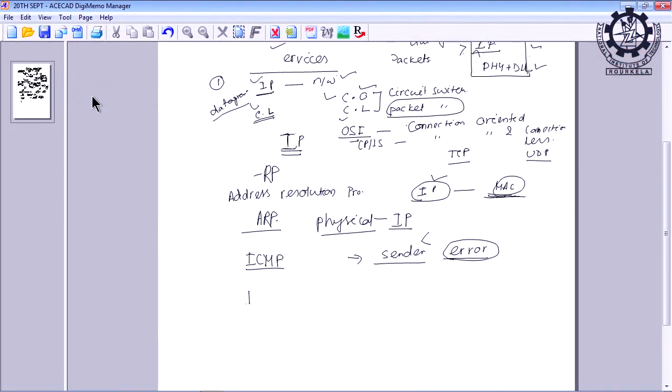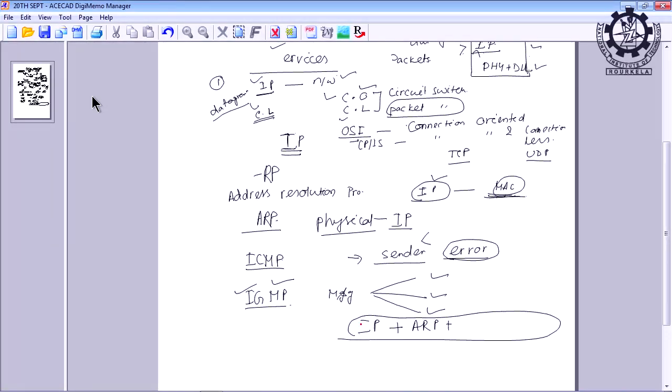And another is the IGMP. We will study the details of all these protocols later. IGMP is the Internet Group Message Protocol. If a message has to be sent to a group of hosts, then IGMP takes care of that. When a single message is to be received by multiple hosts or a group of hosts, the IGMP protocol is used. So, IP along with ARP, RARP, ICMP and IGMP are called the IP layer protocols, or network layer protocols, of the TCP/IP model.